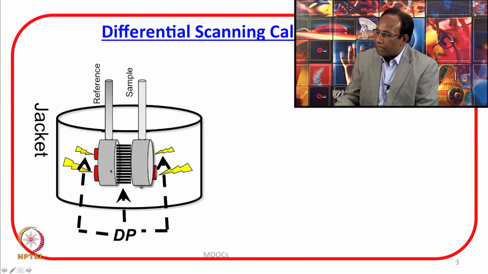Constant power is supplied to the sample as well as the reference cell. The same power is supplied. Once you fill the reference cell and the sample cell, suppose in biological systems we take a protein solution, then the sample cell will be filled with the protein and the reference cell will be filled with the solvent in which the protein is dissolved, which usually is buffer.